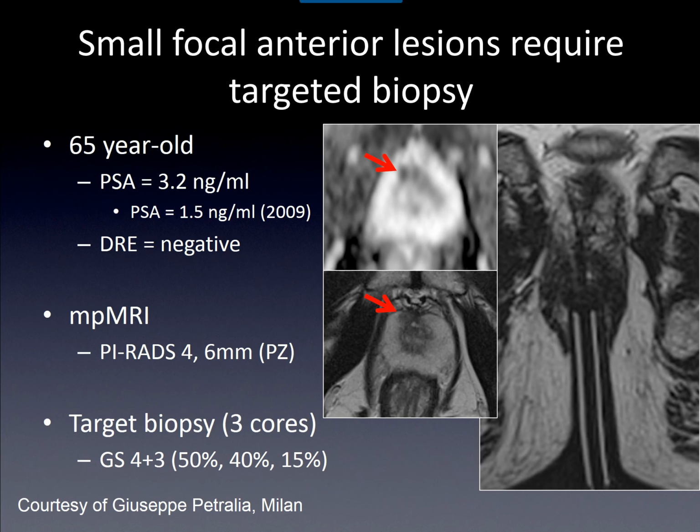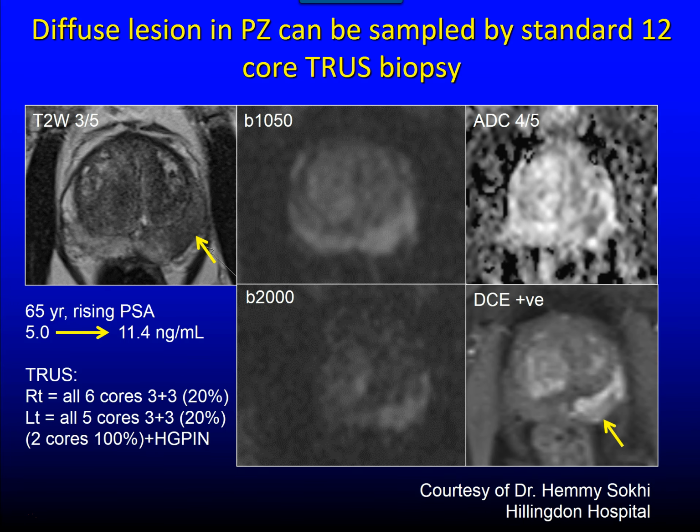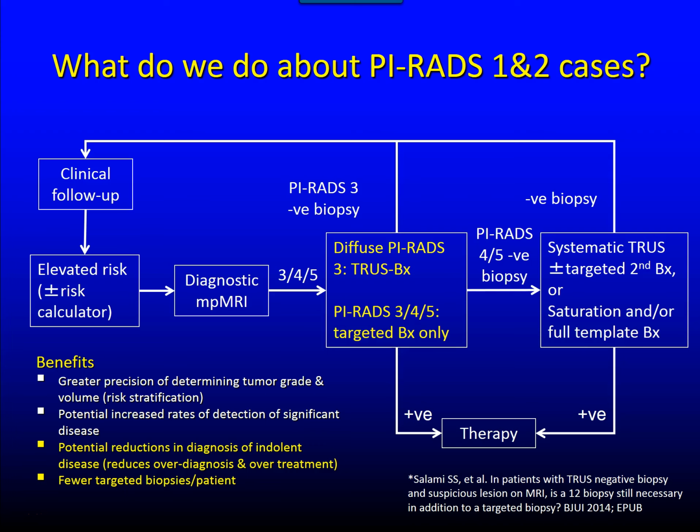So here is a patient with a small anterior tumor. We know we're going to miss this if we use a standard TRUS biopsy approach. In this particular case, an in-bore targeted biopsy was performed with MRI guidance. On the other hand, in this patient over here, we can see that there's a diffuse lesion in the left peripheral zone. This could probably be sampled by a standard TRUS biopsy approach with 6 needles through that area. You will get the diagnosis, and in this particular case it was Gleason 3+3 disease.